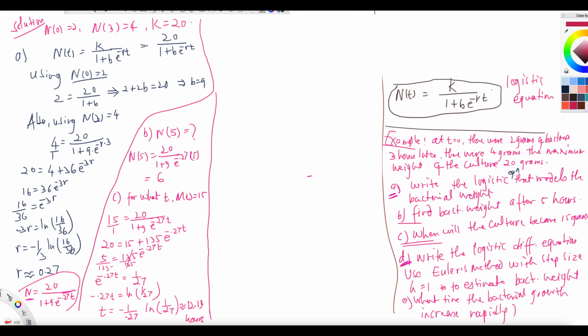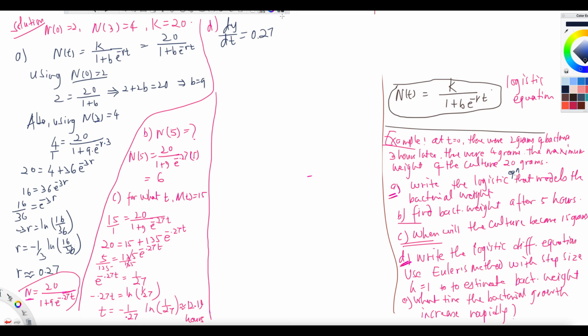Okay guys, so the next thing we want to do is part D. In part D, you want to use the Weightless method. So first of all, write the logistic differential equation. So what will be the logistic differential equation? It will be dy over dt, let me use a different color for that. So dy over dt is equal to what? r is what? What was our r?